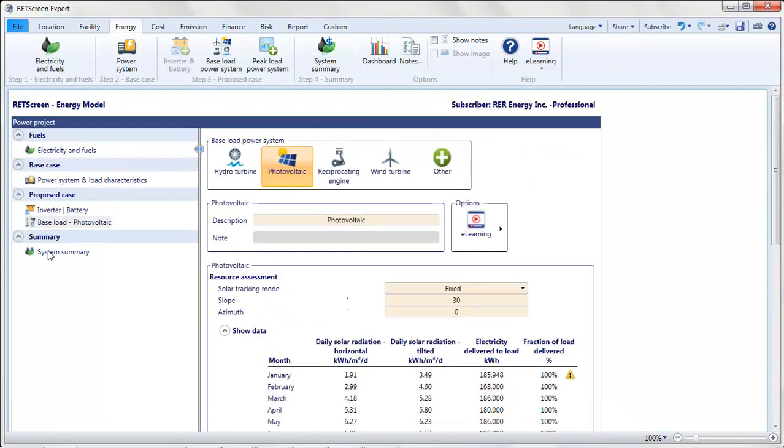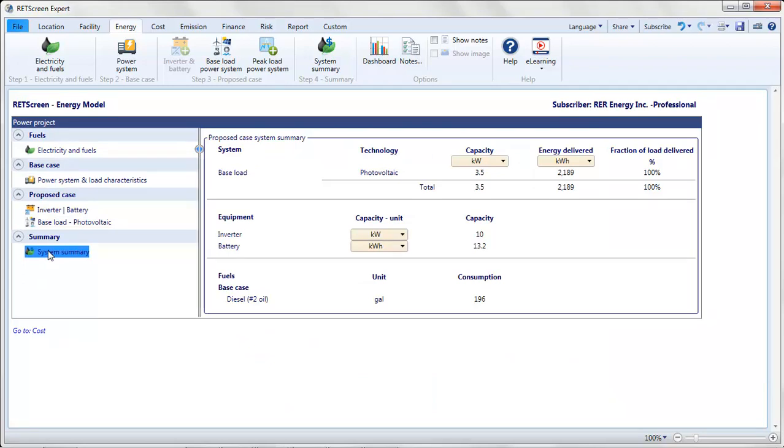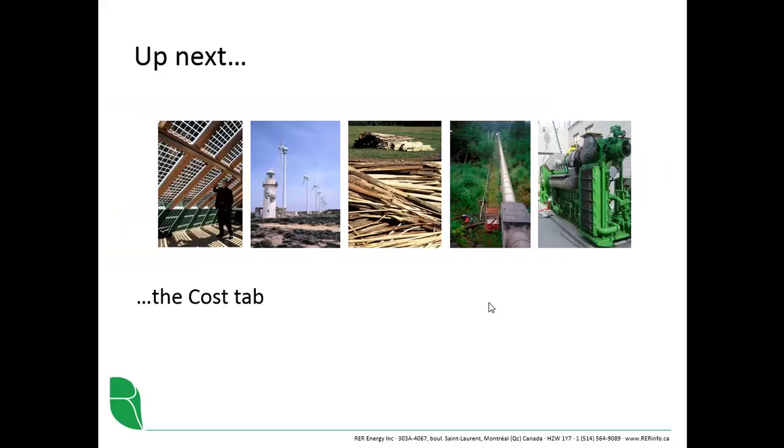We can then go to the system summary. That's the last element of this energy tab. Our photovoltaic system has a capacity of 3.5 kilowatts and it delivers 2,189 kilowatt hours per year. There's a summary of the size of the inverter and the battery there. We also see the fuel savings. So in the base case, there is number 2 diesel being used, 196 gallons per year. In the next video, we will leave the energy tab and go to the cost tab.